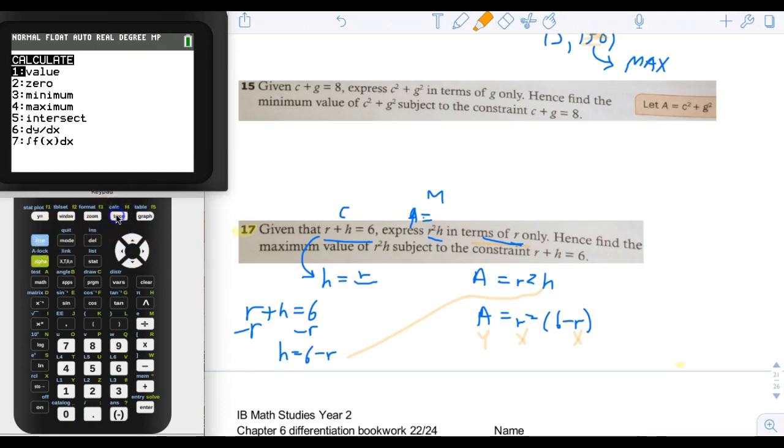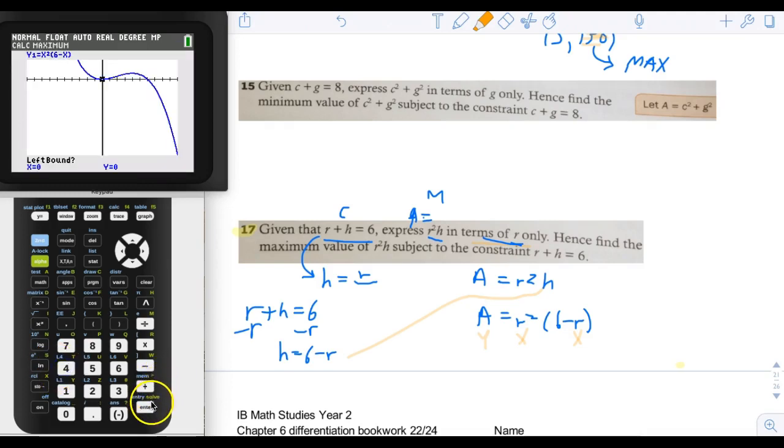Of course, we're going to use second calc maximum, which is number 4. And then we're going to set the left bound on the left side of the maximum, and then we're going to go slightly to the right side of the maximum and set the right boundary. And our answer is 4, 32. So basically, 4, 32 means that the left number is R, and the right number is big A. So what are they asking us for? The maximum value of R squared H. The maximum value of R squared H is 32. So they wanted this number. And that's the answer, 32.